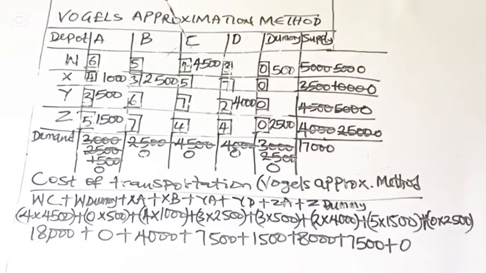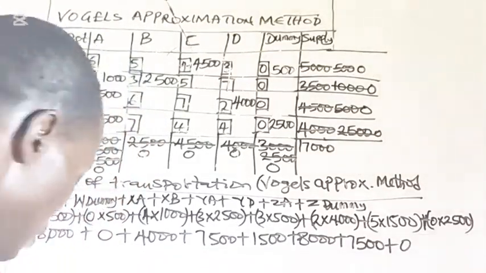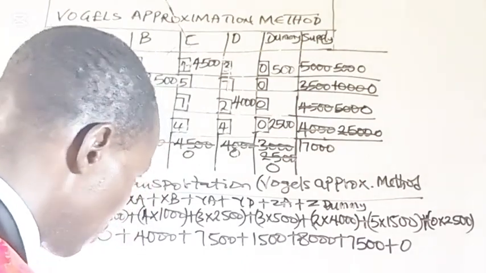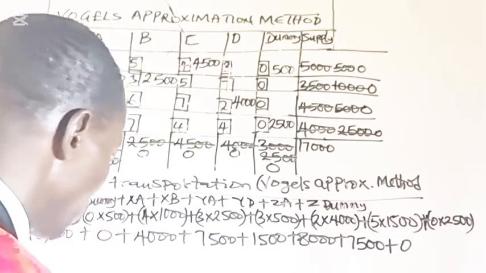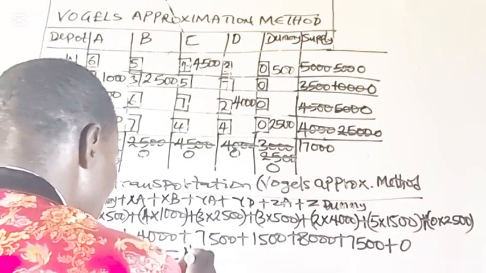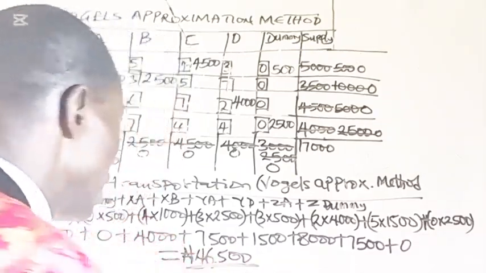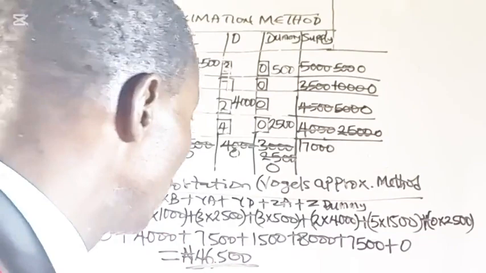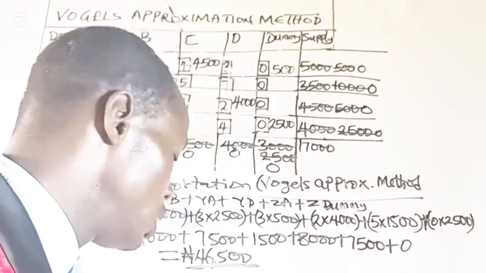Now let's sum up everything. 18,000 plus 0 plus 4,000 plus 7,500 plus 1,500 plus 8,000 plus 7,500. So we have 46,500. So the cost of transportation using the Vogel approximation method is 46,500. This marks the end of the solution to the question.